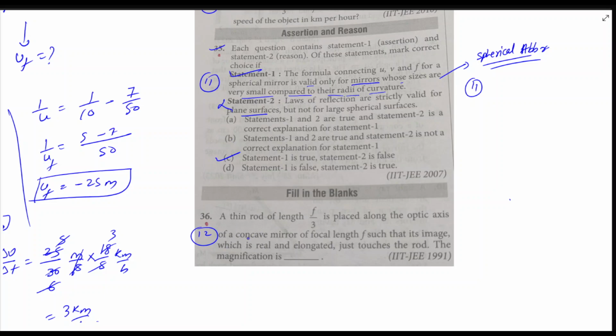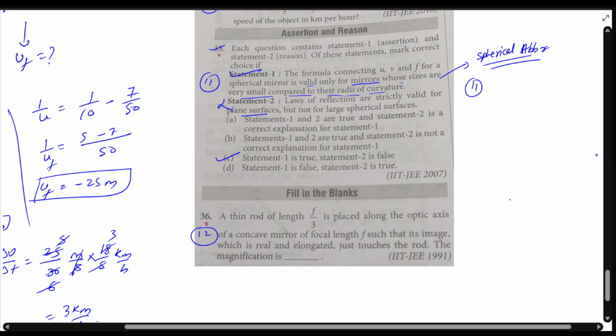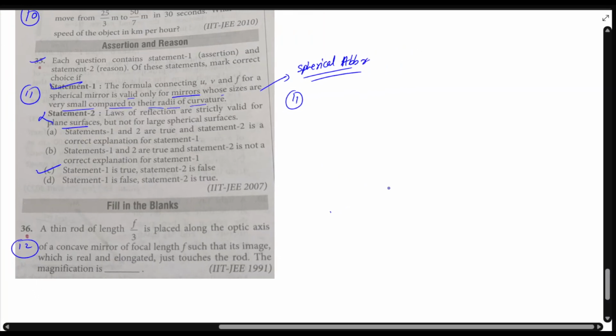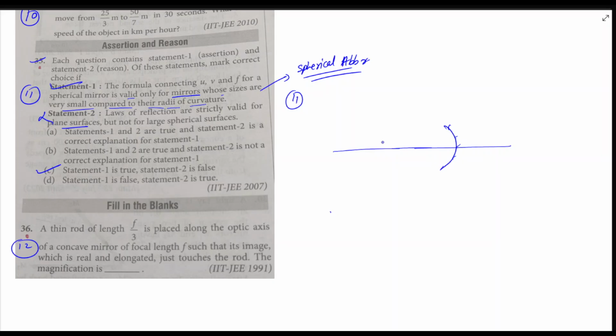Let's move on to our last question from this topic. Then we'll move on to our second topic. So we have a thin rod of length f by 3 placed along the optical axis in front of a concave mirror. So we have a concave mirror like this, and a rod is placed like this, right? Whose length is f by 3. Now it is saying its image is real and elongated, and it just touches the rod.